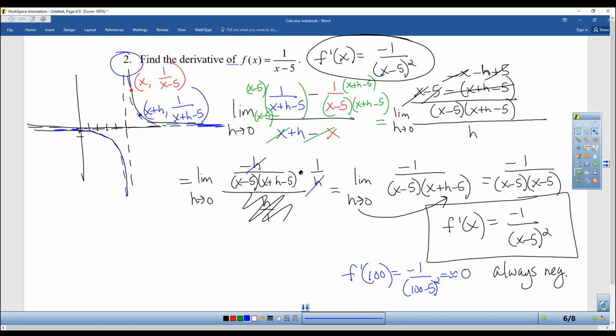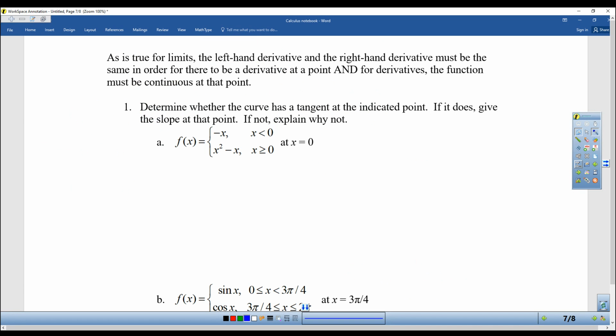All right, hang in there. We have 3 questions left for today. They're pretty short. As is true for limits, the left-hand derivative and the right-hand derivative must be the same in order for there to be the derivative at a point. And for derivatives, the function must be continuous. So let's just graph this super fast.